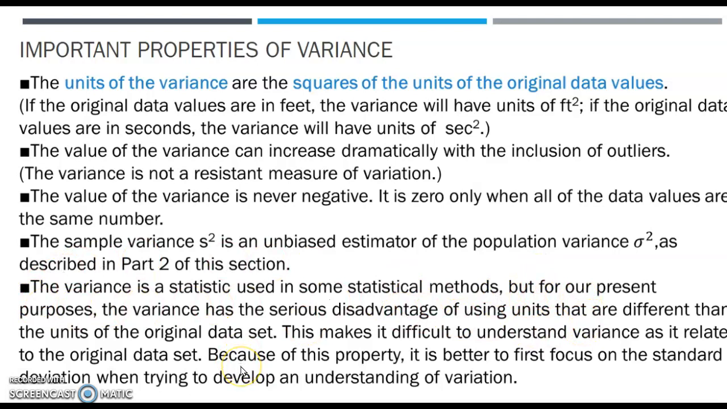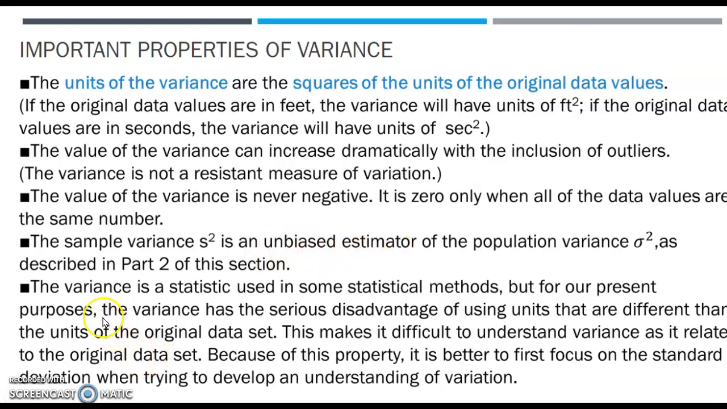It is a little bit about units. If you're talking centimeters in the original data, then the variance would be centimeters squared. So that's a little bit about units. And variance can increase dramatically with the inclusion of outliers, so it's not resistant, talking about that first video. Variance is never negative because standard deviation is never negative, and the sample variance is an unbiased estimator. We'll be talking more about this concept in chapters 6 and 7.